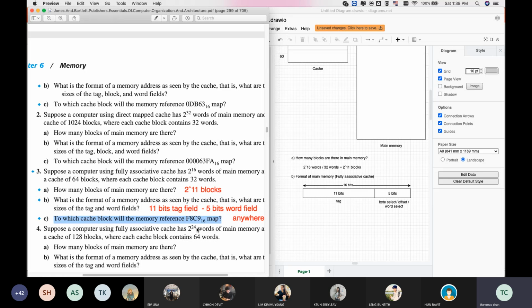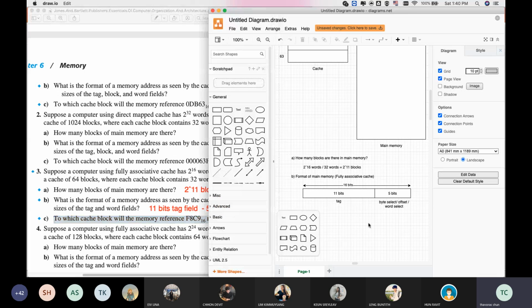But if they want to figure out exactly the location, the answer is in any block, but at the offset of. Okay? So if they want the offset, in that case you need to convert this FAC9 to binary and keep the last 5 bits to locate your desired word inside the block. Got it? So here the question is just about the cache block, so the answer is anywhere.